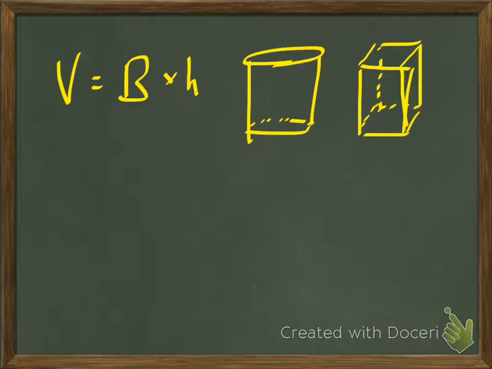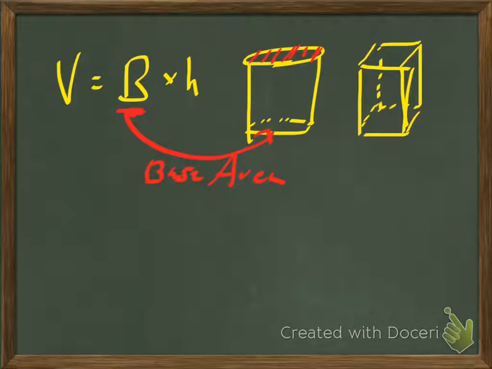Here is the formula. The volume is equal to capital B times H. The only reason that the B is capitalized is because this doesn't stand for a base side, it stands for a base area. That's literally all you do. For a prism or a cylinder, you just find the area of the base, which I could show you up here on the top. The base doesn't have to be the bottom. It's just one of the shapes. And then you multiply by the height.